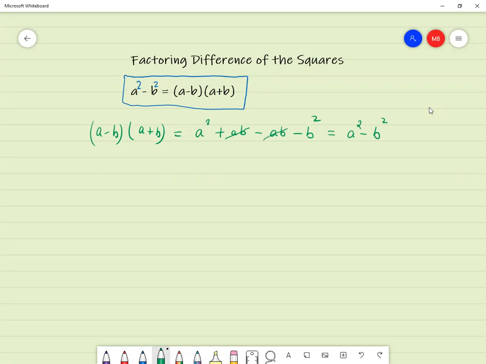You can write this either way. It can be a plus b times a minus b. So therefore we have this formula here. We are going to use this formula to factor the difference of two squares, a squared minus b squared. So let's see some examples.